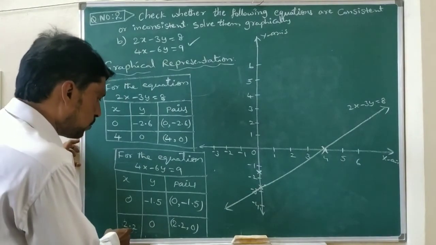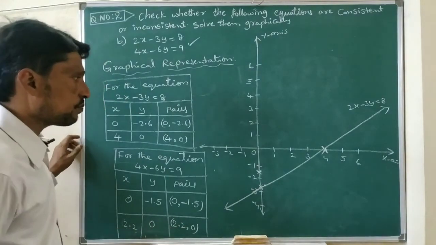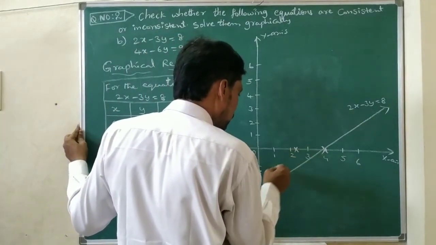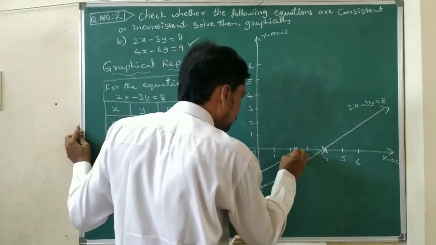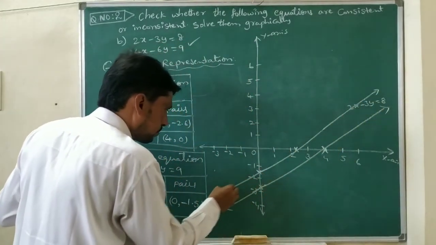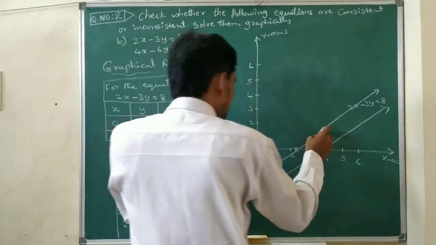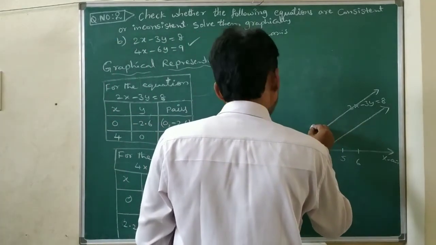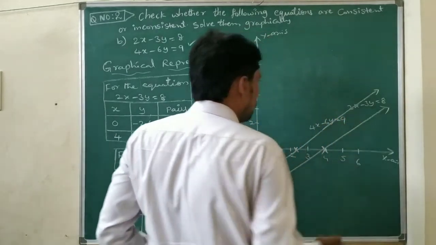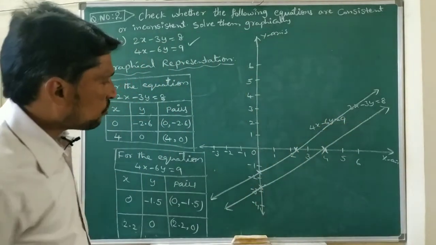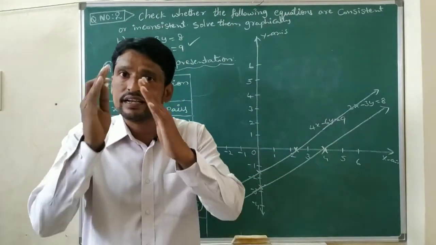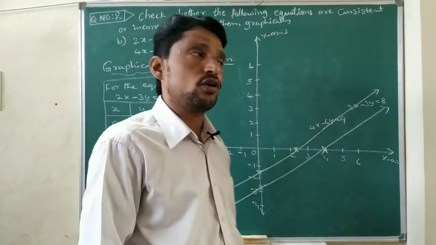Next one is 2.2 comma 0. 2.2 means here we are getting. So 2.2 comma 0 means, this equation is 4x minus 6y equal to 9. Both the lines, what we have to see here, both are parallel lines. So both are not intersecting. That is, the parallel lines only we got.